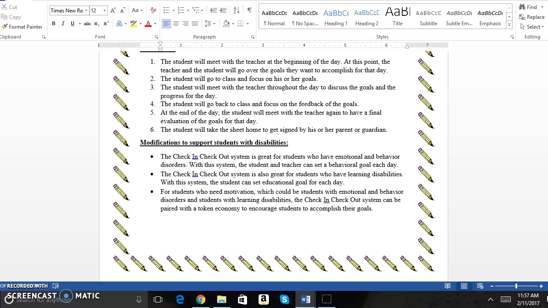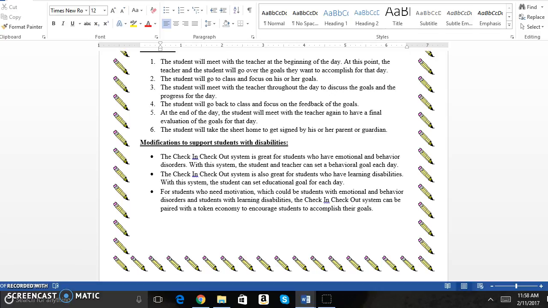The second one I have is the check-in, check-out system is also great for students who have learning disabilities. With this system, the student can set educational goals for each day. They can do it daily, but maybe they can do it for each week instead, because it might be a little bit hard for students who have learning disabilities to have the goal accomplished each day.